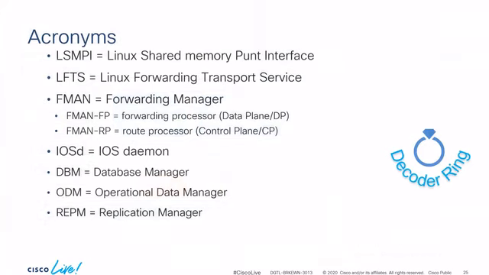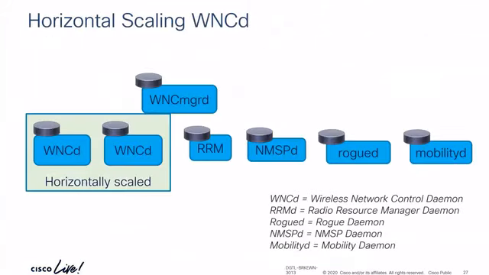So now that the 9800 is built, here are some acronyms for your reference. Let's take a closer look at what WNCD is. WNCD stands for Wireless Network Control Daemon. Essentially, that is the most important wireless process there is in the system. It is responsible for all AP CAPWAP tunnel termination as well as for all client traffic termination.